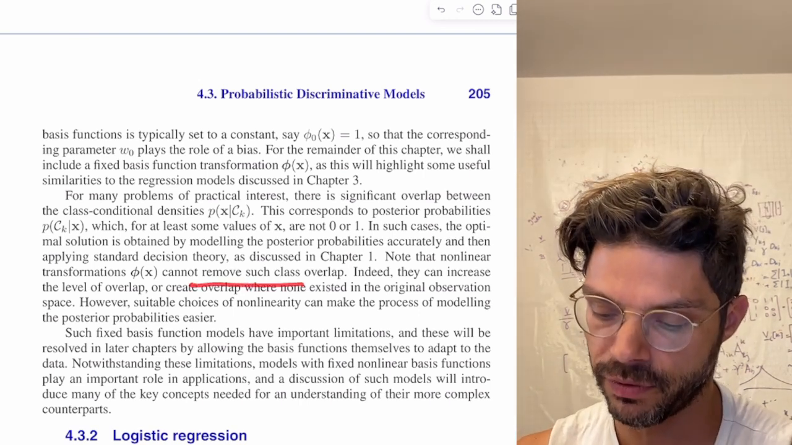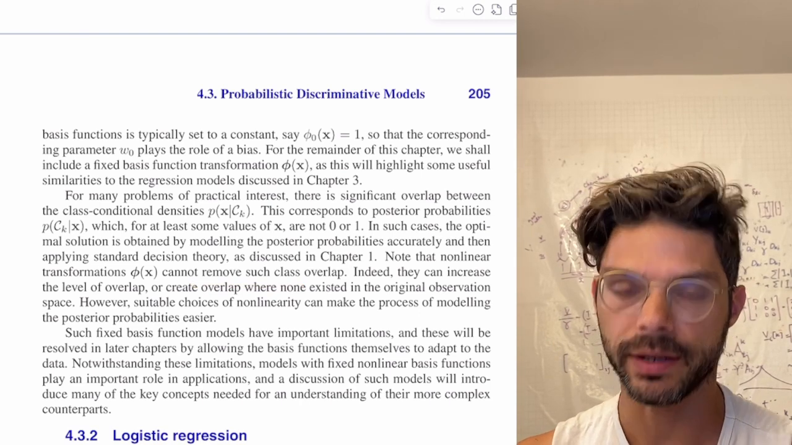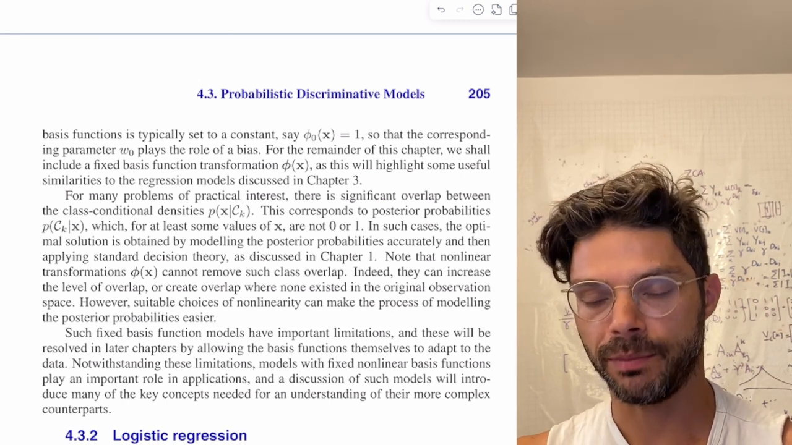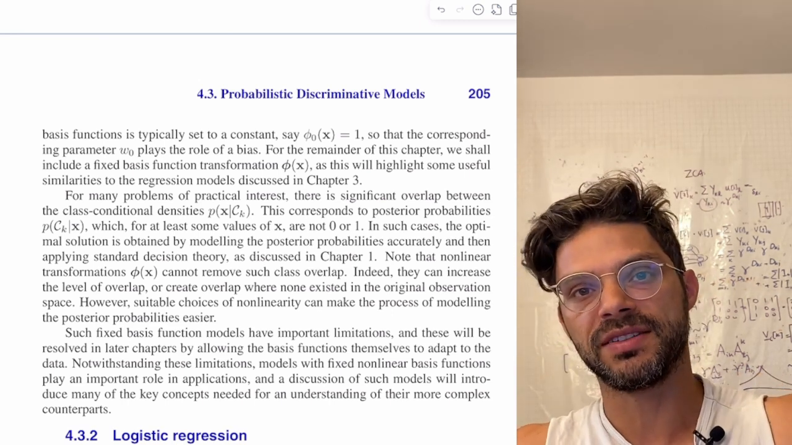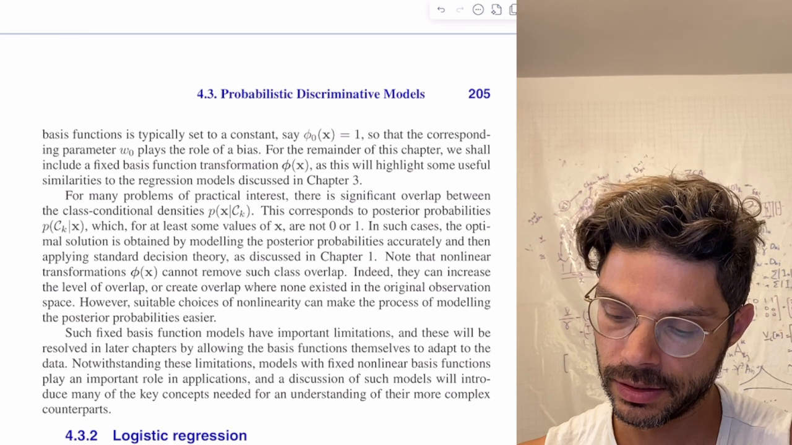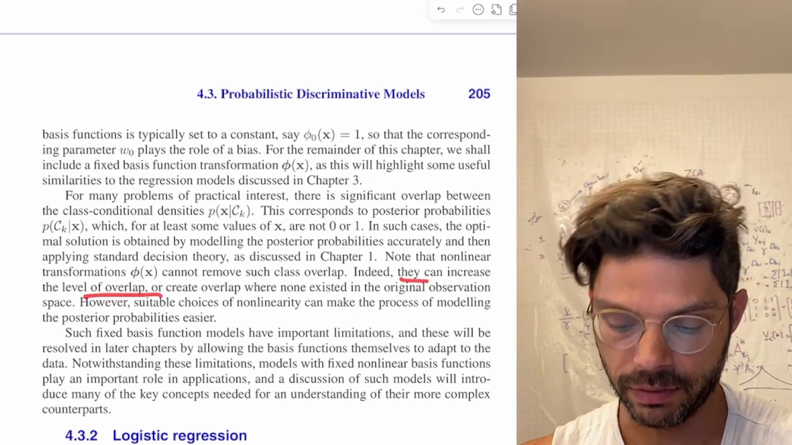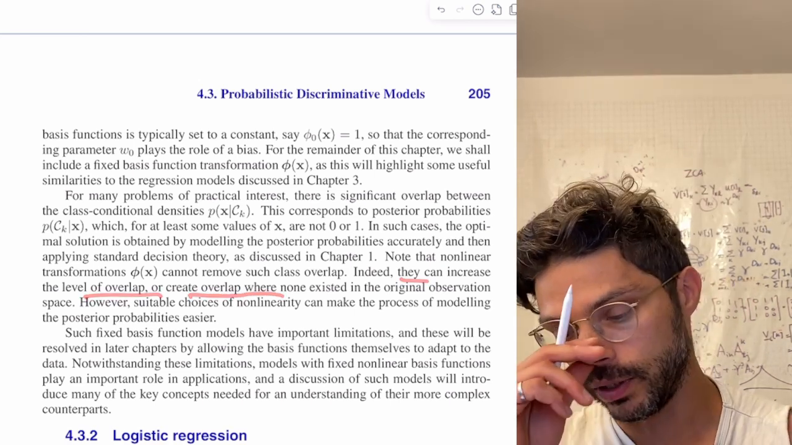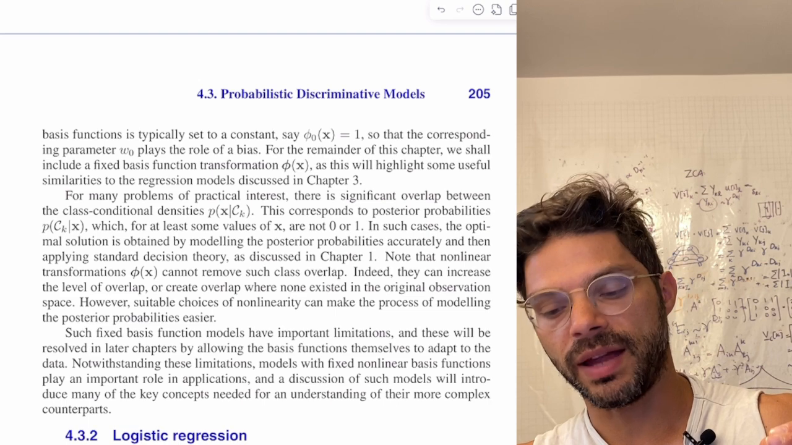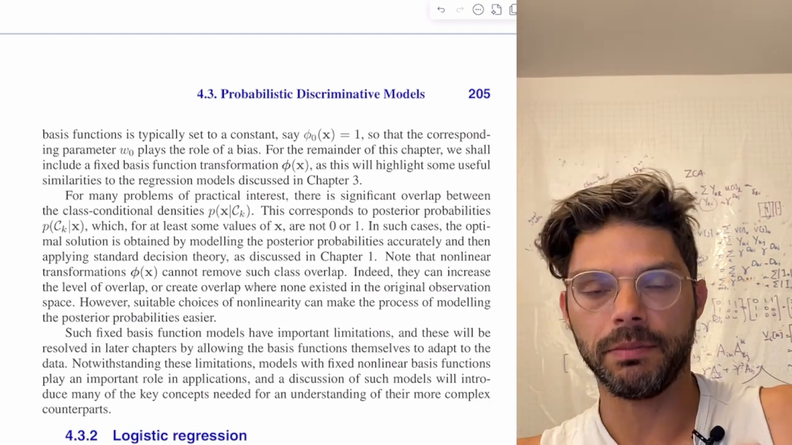So you can't remove class overlap, right? You can't have a setting where x belongs to both classes in one space, and then after the transformation, it only belongs to one of the classes. Indeed, they can increase the level of overlap or create overlap where none existed. So you can actually maybe squish things down. So you can have a setting where maybe some data points.